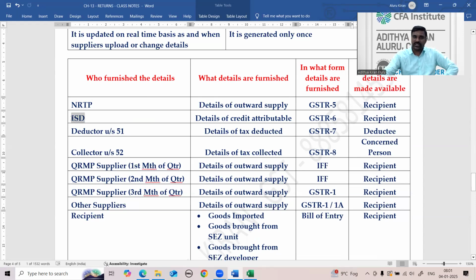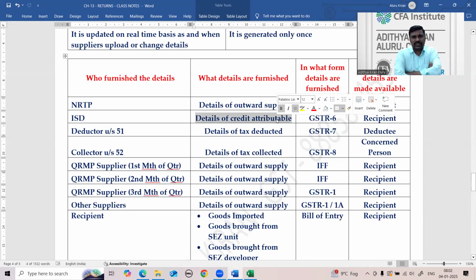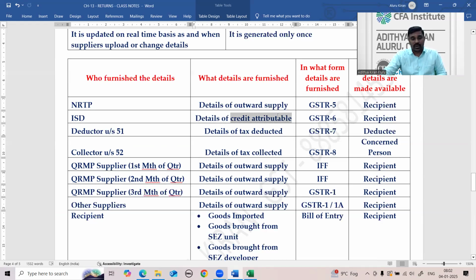ISD, input service distributor. What details do they have? Details of credit attributable. Input service distributor is not the supplier. He did not sell goods. Somebody sold goods. Input service distributor is only distributing the credit. Therefore, details of credit attributable will be available to the recipient of service, since he received the goods or services and credit is attributable.